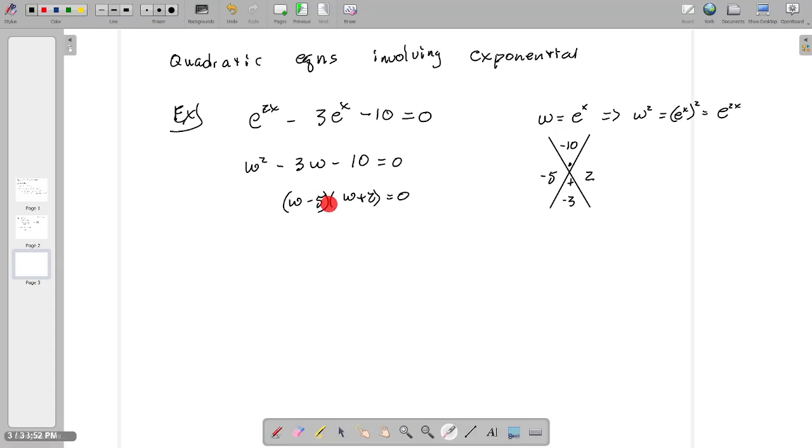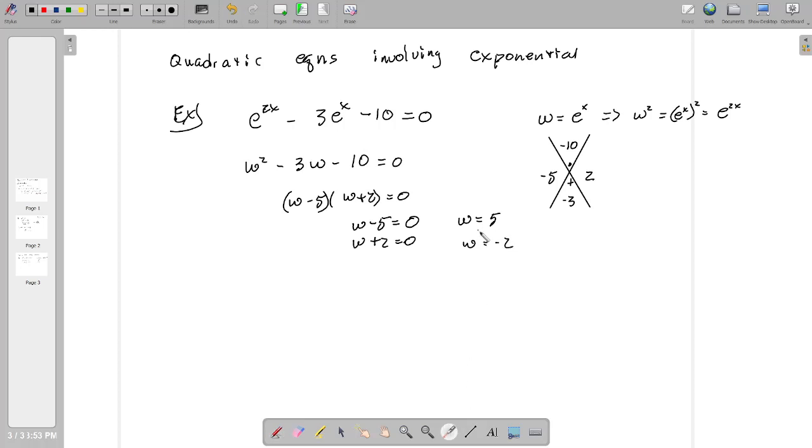Then we use the zero product property. If we have a product of two terms that's equal to 0, then at least one of them has to be 0. So we can actually look for the w values that will make this product 0. So we go w minus 5, and we look for when this is equal to 0, because if this is 0, then this product is 0. And we look for when w plus 2 is equal to 0, because again, if this is 0, then this product will be 0. So we end up with w equals 5 and w equals negative 2.